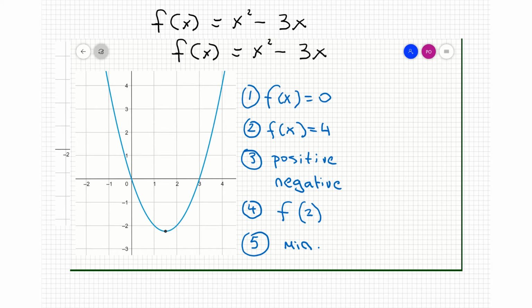Right, guys, we're going to have a look today at interpreting quadratic graphs. Our function today is f(x) = x² - 3x. It's drawn for you on the left, and I've set up 5 things to interpret from the graph. So the first one is f(x) = 0.